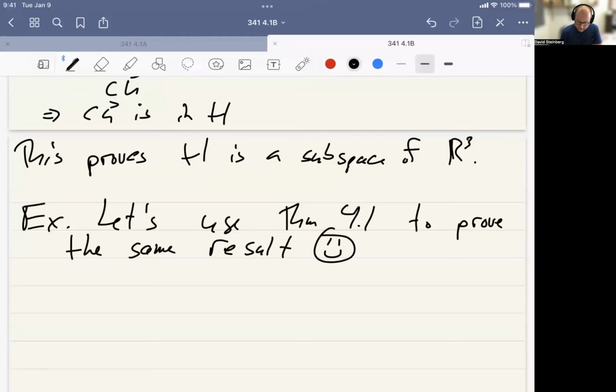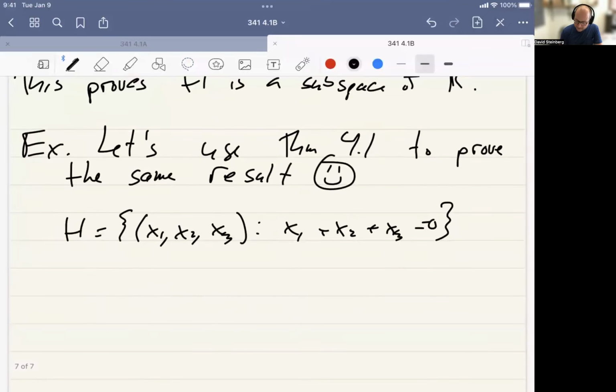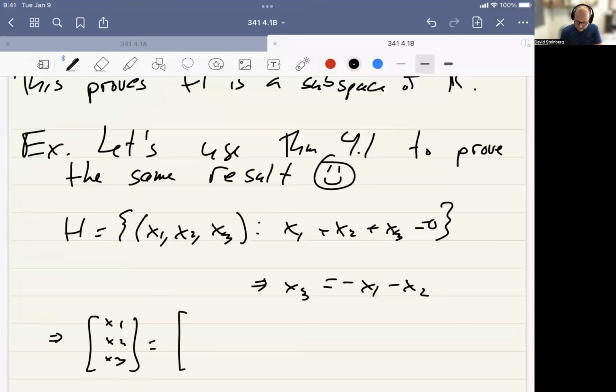So H is still the set of all triples x1, x2, x3 with the property that x1 plus x2 plus x3 is equal to 0. This means that no matter what x1 and x2 are, we have that x3 is just minus x1 minus x2. And so these triples, if we look at them like vectors, we can write them as x1, x2, minus x1 minus x2.